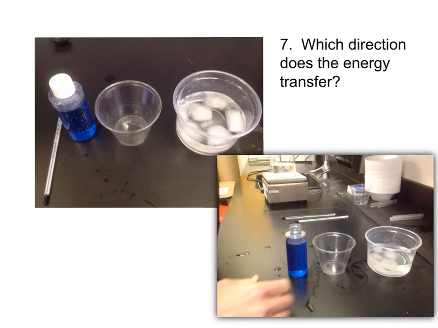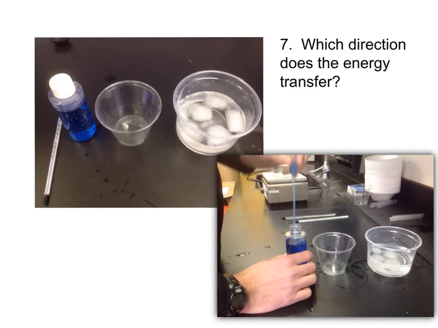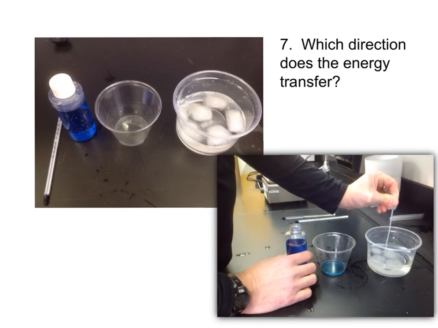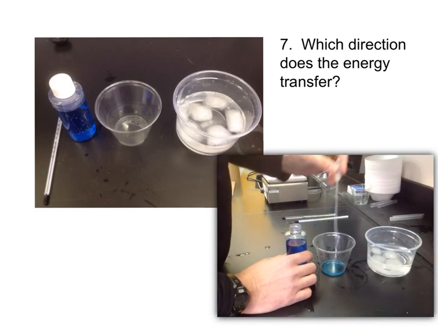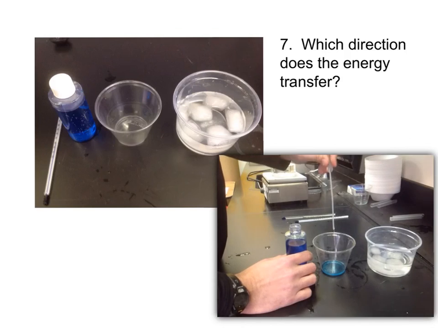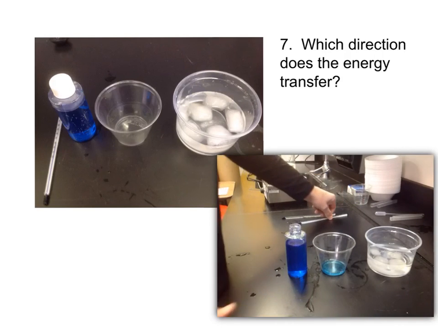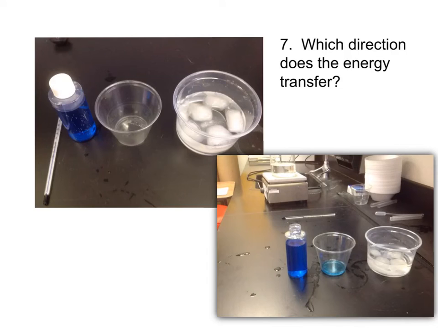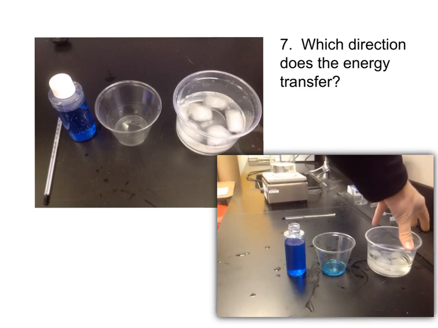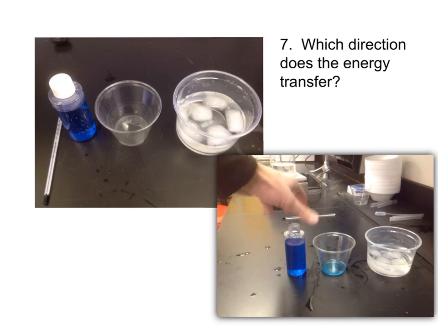So if I take 1, 2, I'm going to take 2 out of here too. So 2 from the warmer, 2 from the colder. This should be about 10 milliliters. And we find the temperature. So I want you to answer, which direction does the energy transfer from the blue water to the ice bath, or does energy transfer from the ice bath to the blue water? So that's the first question.